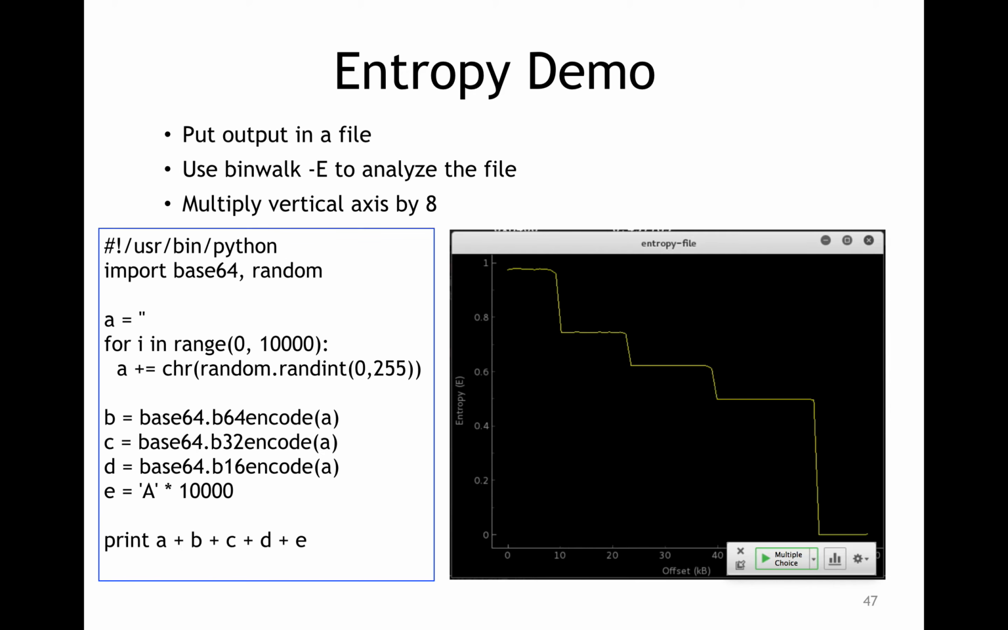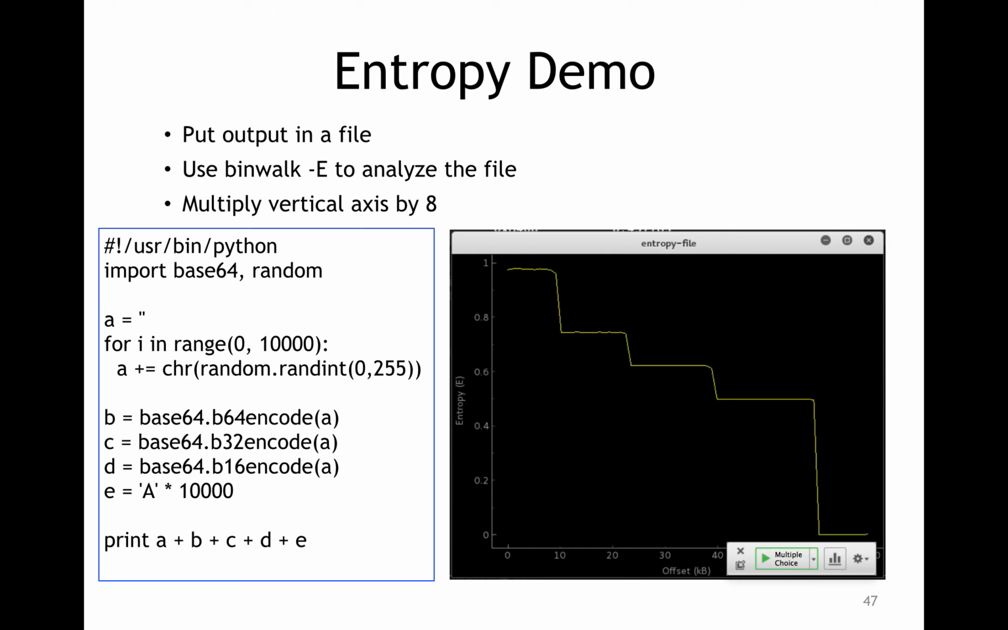Base 32 is a real thing, by the way. You don't hear of it much, but it's important in DNSSEC. They use a lot of base 32 encoded stuff. And base 16 encoded stuff is just hexadecimal. There's only 16 possible values for each byte, so you'll only have an entropy of 4. And here everything is just A's, the entropy is 0.